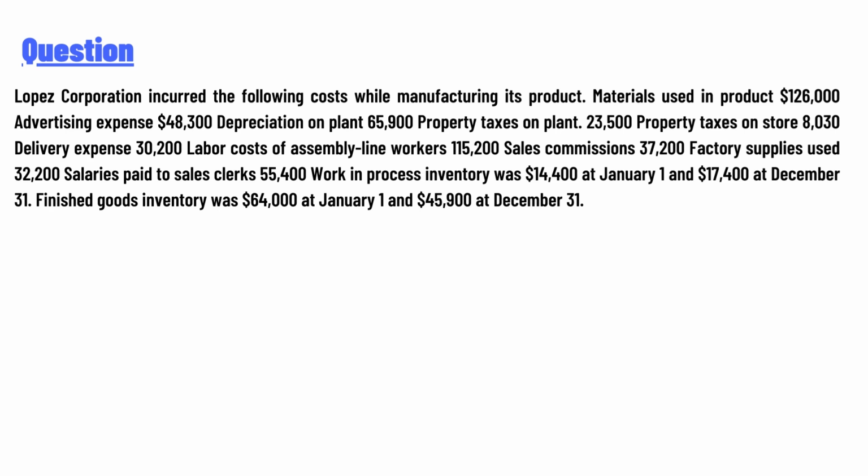8,030, delivery expense 30,200, labor cost of assembly line worker 1,15,200, sales commission 37,200, factory supply used 33,200, salaries paid to sales clerks 55,400, work in process inventory was 14,400 January 1 and 17,400 December 31. Finished goods inventory was 64,000 January 1 and 45,900 December 31.